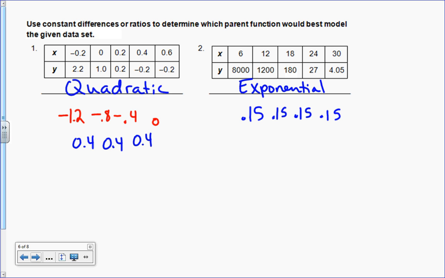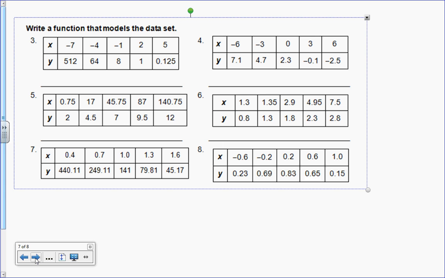All right. Now we did that to lead into these next 6, but now listen, we're not going to do 5 and 6. Do not do number 5 and 6. Okay. So looking at number 3, I look at the x values. Negative 7 to negative 4, that's up 3. Negative 4 to negative 1, that's up 3. Negative 1 to 2 is up 3. 2 to 5 is up 3. So I want to figure out if there's any relationship between the y values.